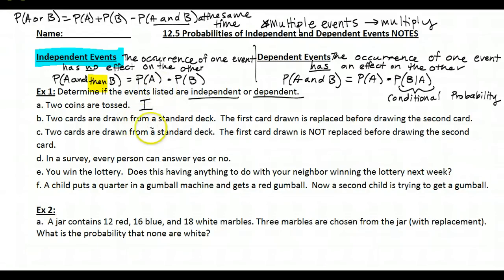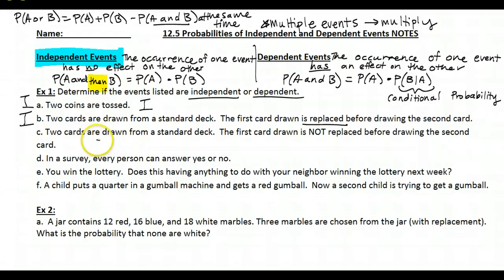Part B, two cards are drawn from a standard deck. The first card is replaced before drawing the second card. So imagine me taking out a card, putting it back, shuffling it all up, then taking the second card. That would be independent then, because I put the card back before drawing a card.